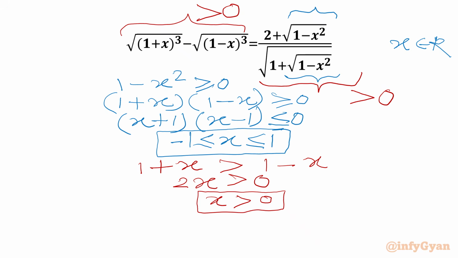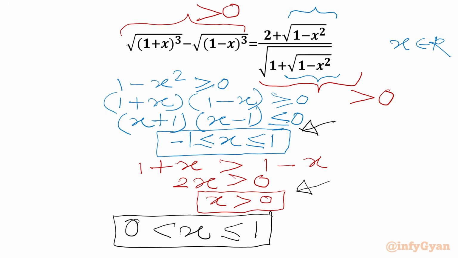And from the right hand side we have x should be in the interval minus 1 to 1. We'll take the intersection of these two inequalities and we will write x should be in the interval 0 to 1. Or we can write x belongs to the interval 0 and 1, 1 included, 0 excluded. Now we have to solve our equation.